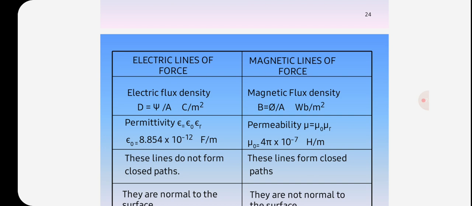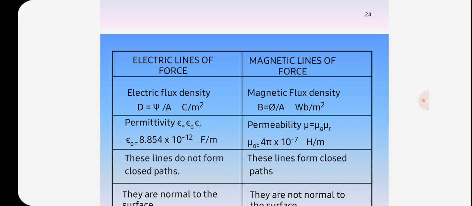In electrostatic lines of force, the property of the medium in an electrostatic field is called permittivity epsilon. In magnetic lines of force, the property of the medium in a magnetic field is called permeability mu.